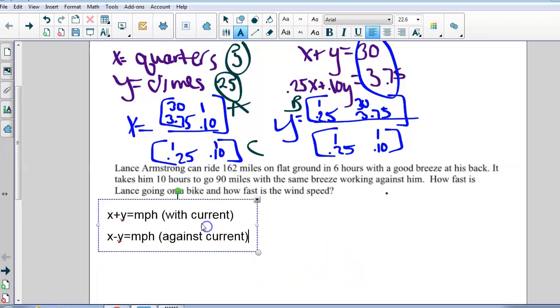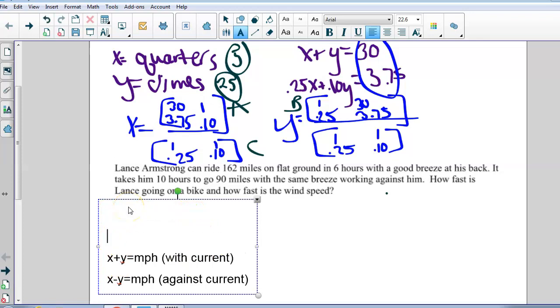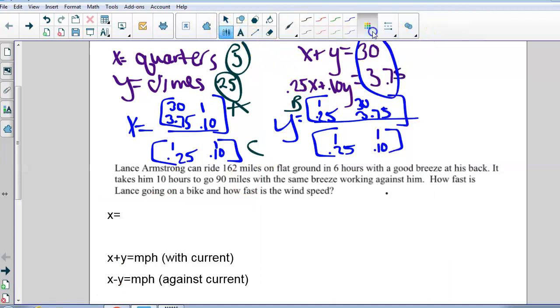So what I have to do is I still have to label what my x and my y are. I'm going to move that down. I'm going to have x is equal to... So this question says Lance Armstrong is riding 162 miles on flat ground in 6 hours with a good breeze at his back. So he's going with the current. He's going with the wind.